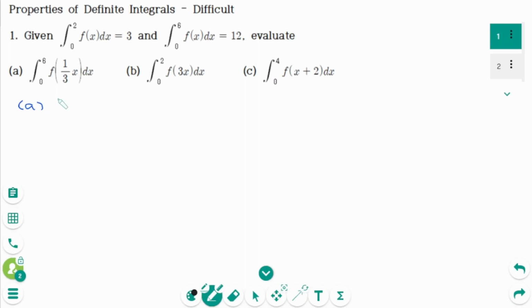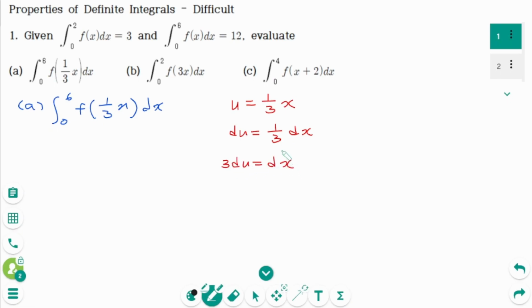Question 1a. The integral from 0 to 6 of f of 1/3 x dx. Use substitution. Let u equal 1/3 x. Differentiate on each side: du equals 1/3 dx. Then multiply by 3 on each side: 3 du equals dx. When x equals 6, u of 6 equals 6 over 3, which is 2. When x equals 0, u of 0 equals 1/3 times 0, which is 0.